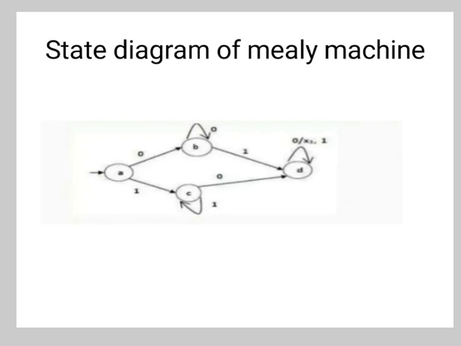The third is the output specification for the state of interest. Then the next state and the next state branching conditions for the state of interest. So this is related to the state diagram and the state table.